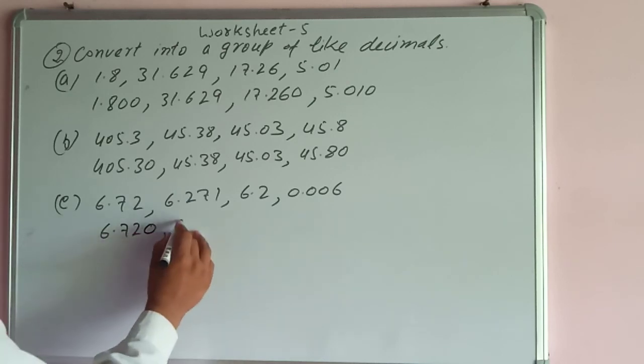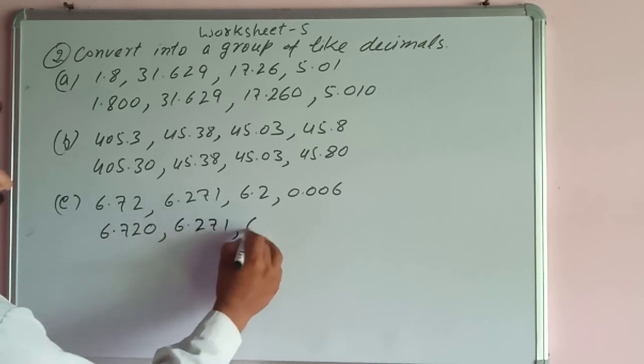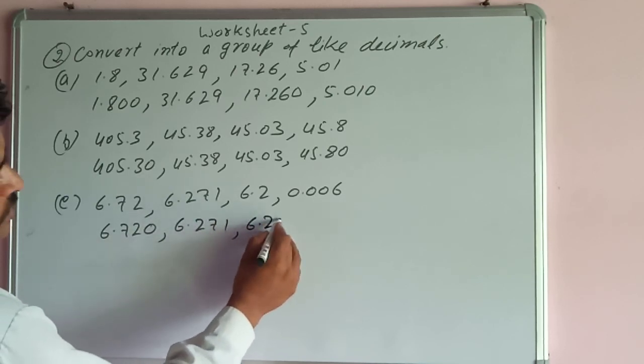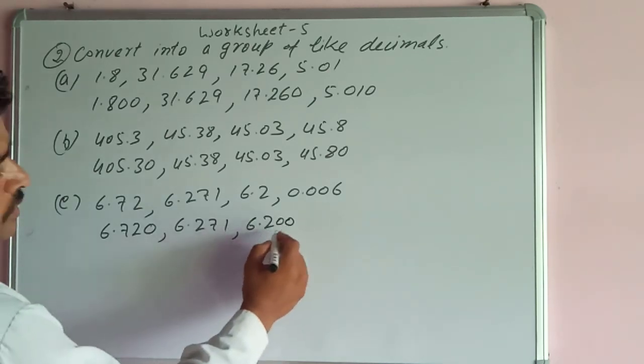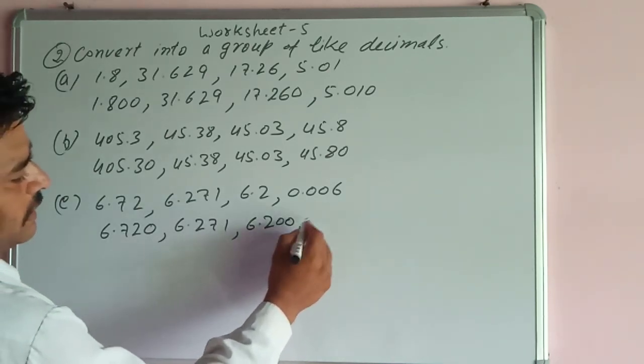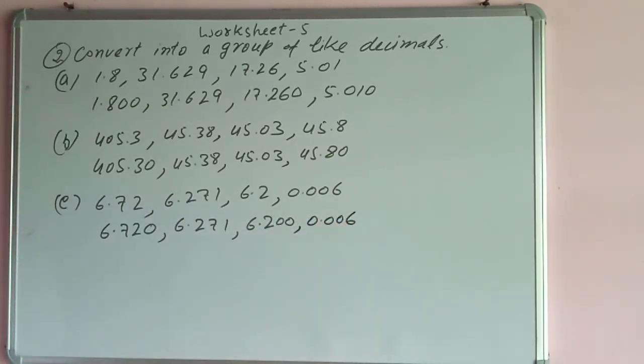So it is 6.720, then 6.271, then 6.2. So we need 2 zeros. So we place 2 zeros. It is 6.200, then 0.006. So in this way we can convert unlike decimals into like decimals.